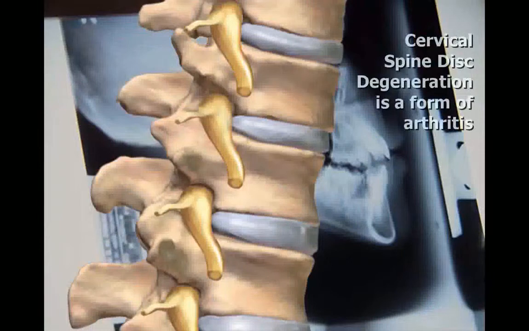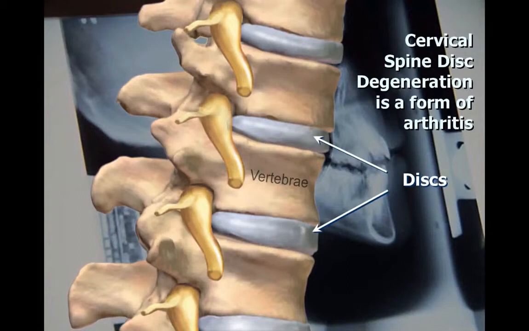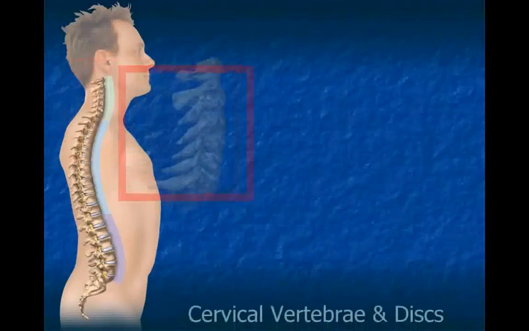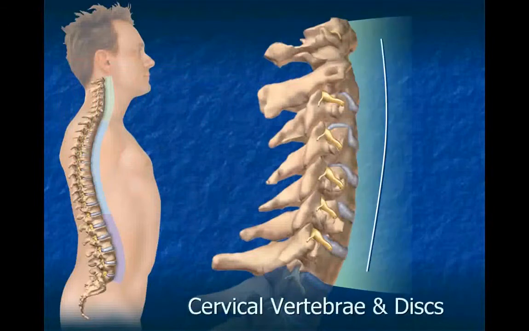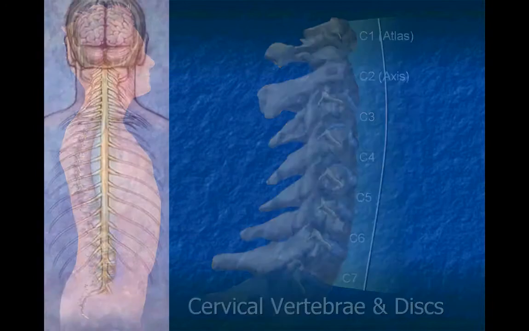Cervical spine disc degeneration is a form of arthritis. Discs are located between each vertebra of the spinal column. The cervical spine is considered to be the first 7 vertebrae at the top of the spinal column. Those vertebrae extend from the base of the skull to the upper back. The vertebrae are individual bones attached to each other by a multitude of small ligaments and spinal facet joints.